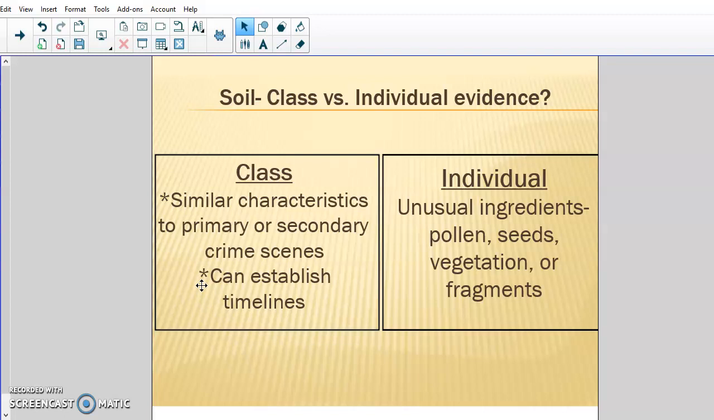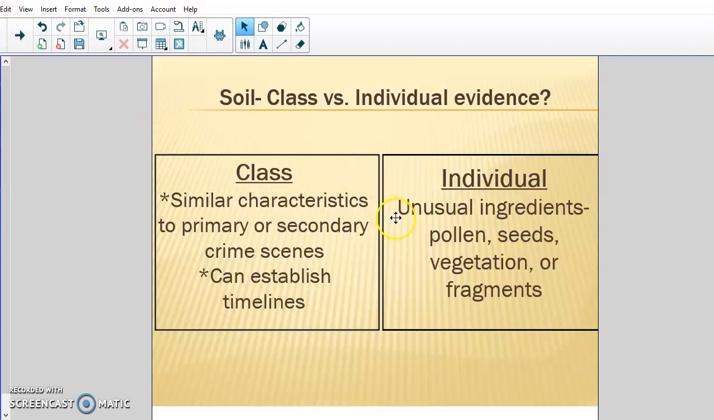And then individual characteristics: unusual ingredients, pollen, seeds, vegetation, or small fragments that are found in the soil that can be specifically linked back to a spot, then you could individualize it. So technically soil can be both class or individual depending on how much information you can get out of the soil itself.